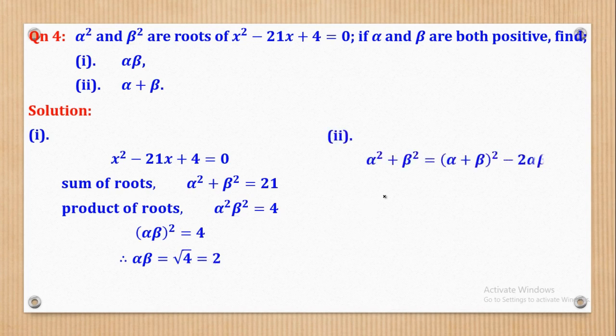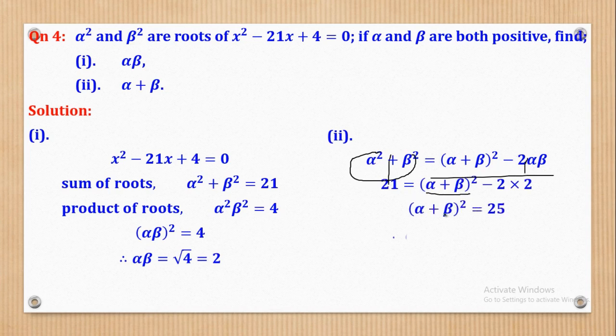Then for part B, from this expression, we know that this one is the same as this. Therefore, we are going to substitute. This is 21, and this one we have got as 2. Therefore, we shall make this one the subject and get the square root, and it will be the value. So we only take the positive value.